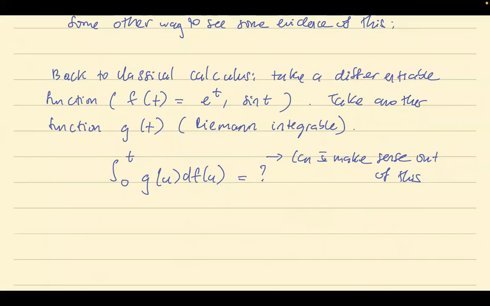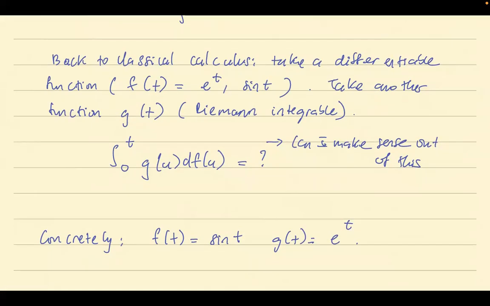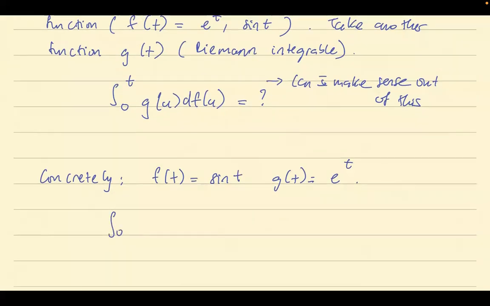So concretely, let me say something easy. Let me take both to be smooth. Let's say f of t is sine of t, and g of t is e to the t. So let's make both of them smooth. What do you think I mean by this? Right now, this is very close to your traditional calculus. What do I mean by this?